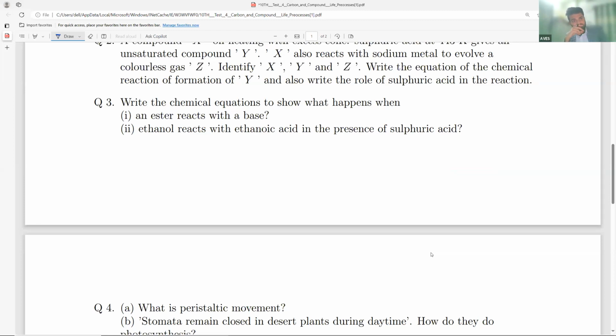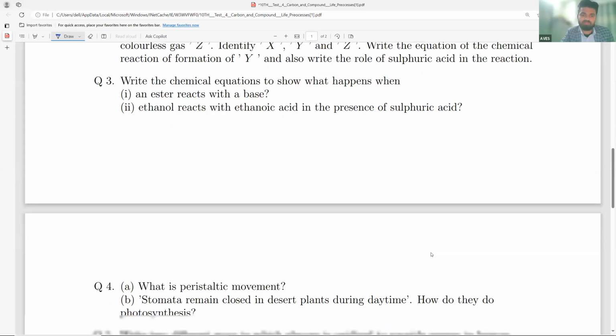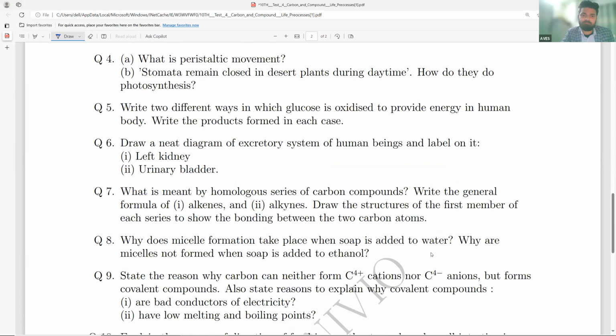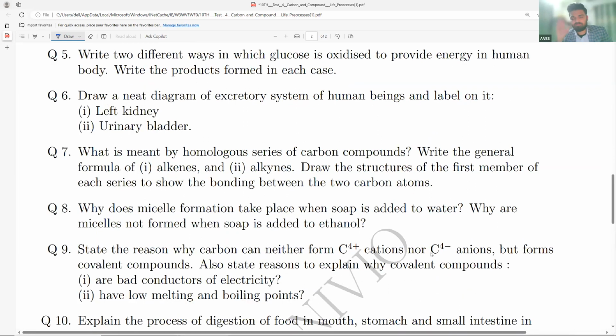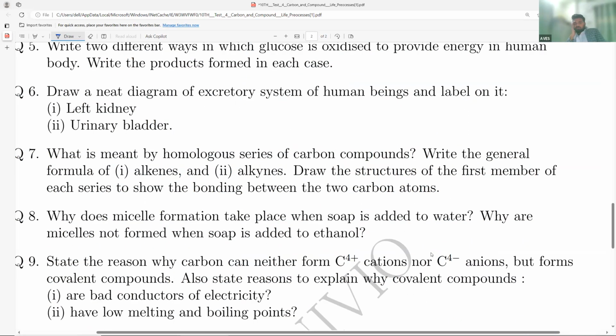Here in this question, what is a homologous series? Tell me, what is a homologous series? Answer me. A series of carbon compounds in which each successive member differs by a CH2 group. Yes, the compounds of hydrocarbons in which each successive member differs by a CH2 group is called a homologous series.